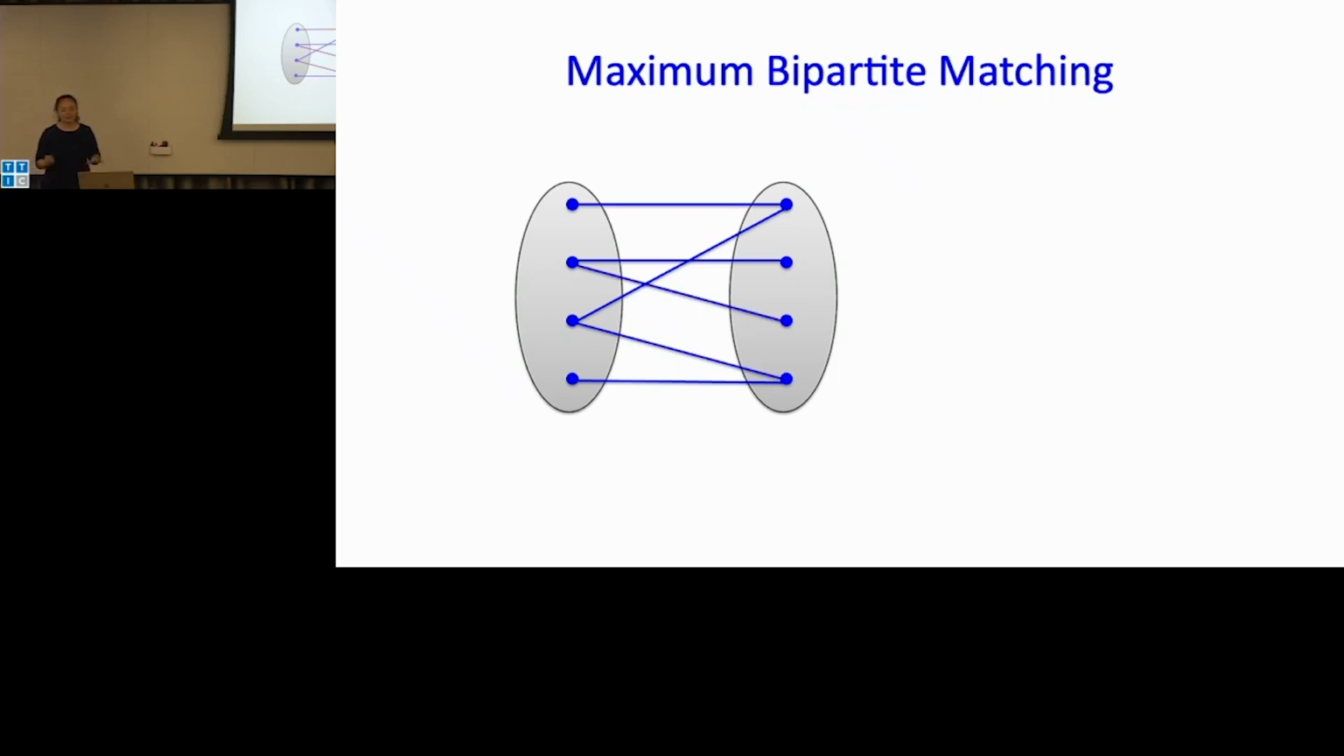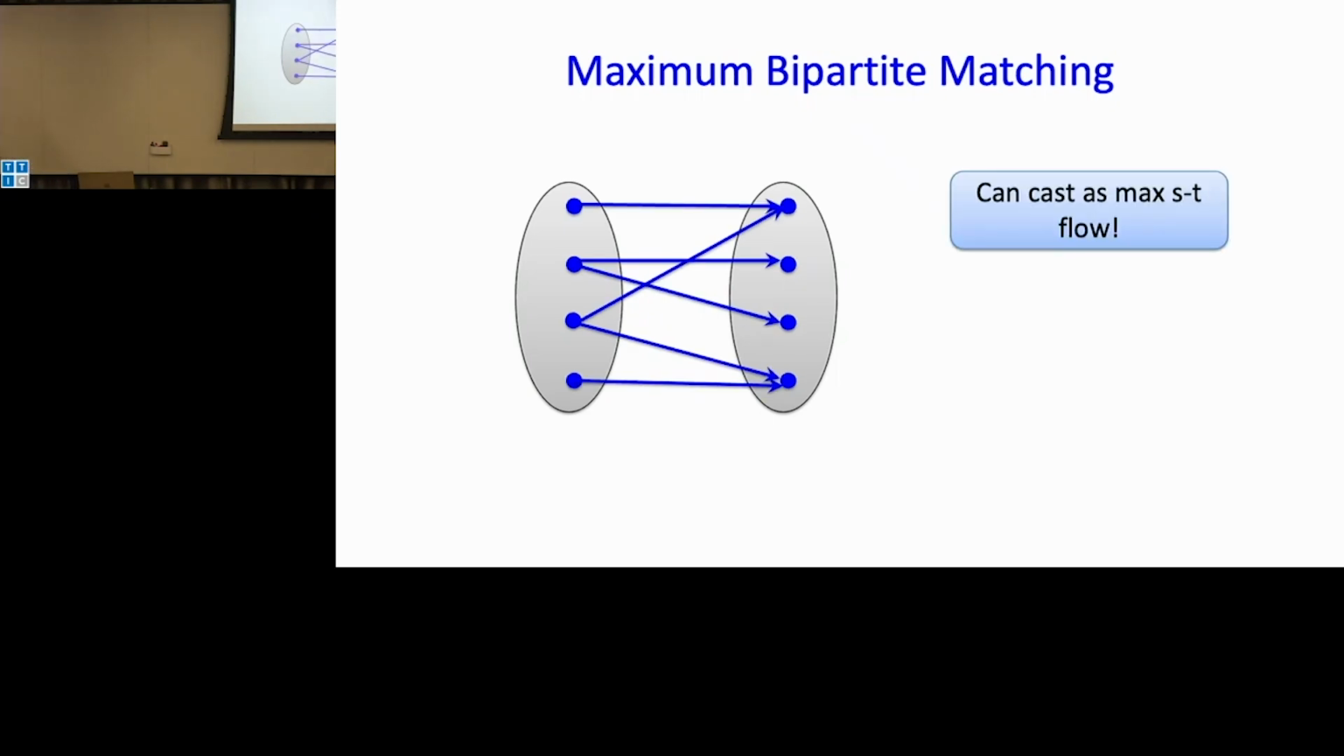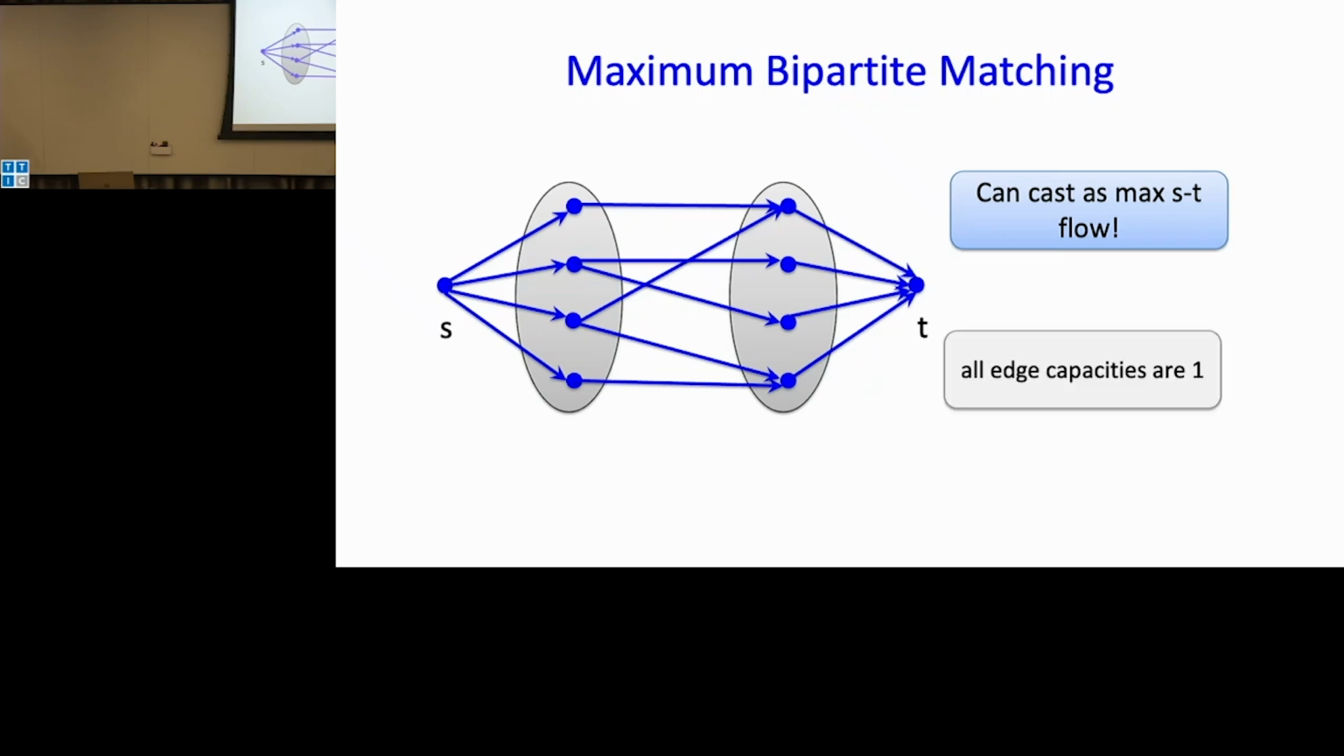And as you have probably seen in algorithms classes, you can cast this problem as a special case of max flow. How you do it: you direct all edges from left to right. You add a source that connects to everybody on the left. You add a destination to which everybody on the right is connected. You set the capacity of every edge to be 1. It's an instance of max flow, and it's in fact equivalent to the matching problem.